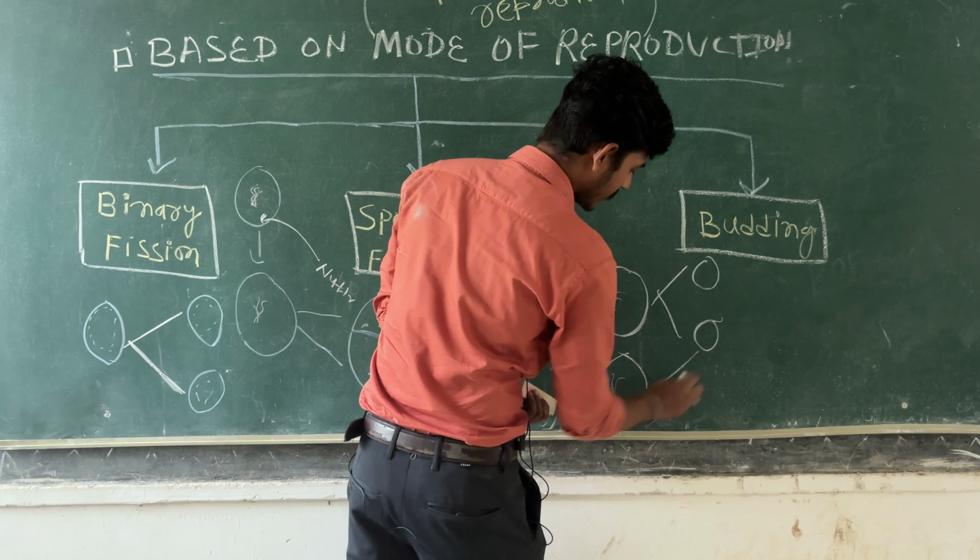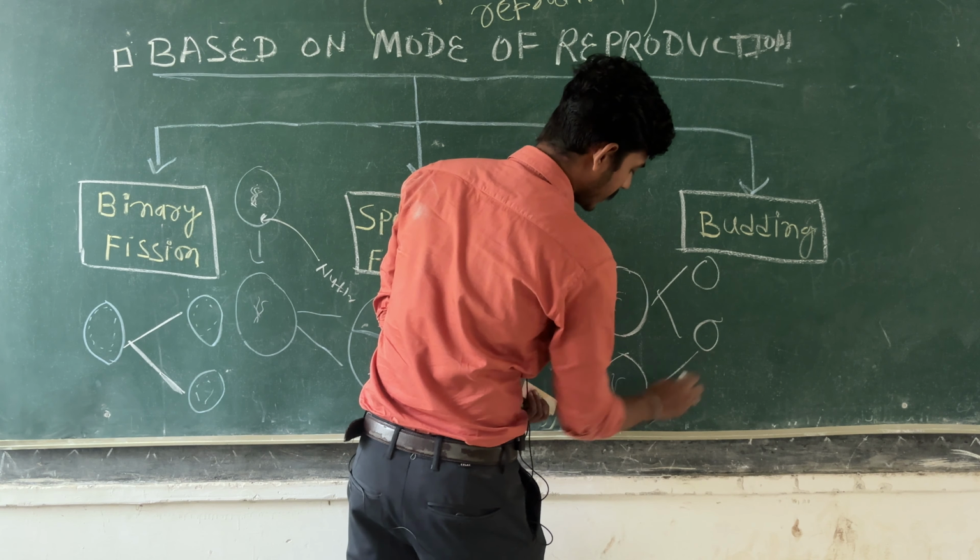Write down the examples of binary fission. The first example is E. coli. Another one is Salmonella typhi. These two bacteria perform binary fission. Is it interesting? How simple it is. It shows a very simple form of reproduction.